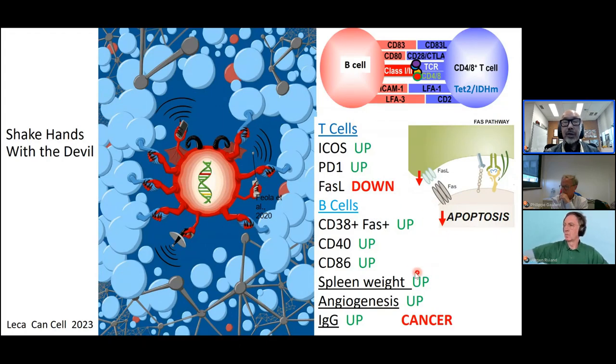The summation of this is that the spleen weight is up, angiogenesis is up, and then eventually the mouse develops cancer. And in some cases, not only is it T-cell lymphoma, but there is B-cell lymphoma that came out of this. So this is what Julie had very nicely said. It's like shaking hands with the devil.